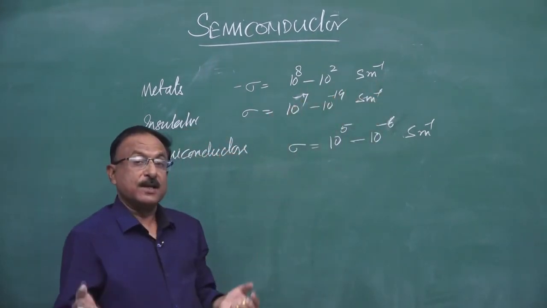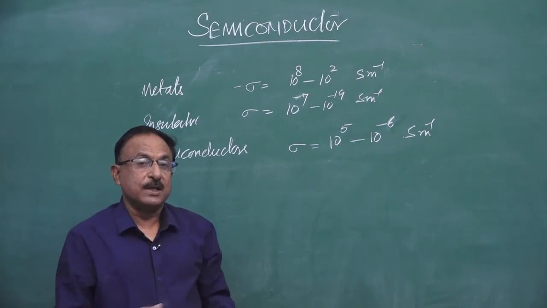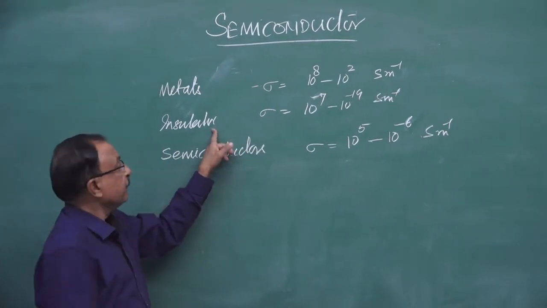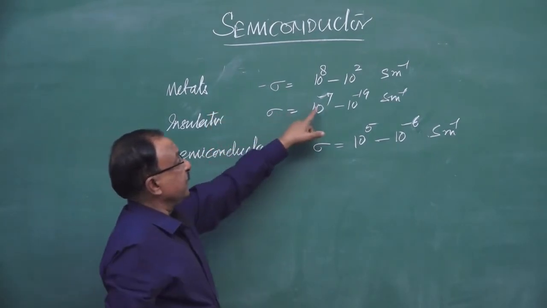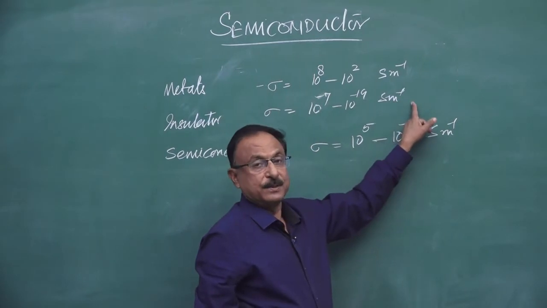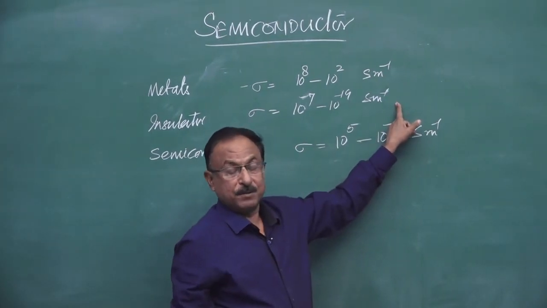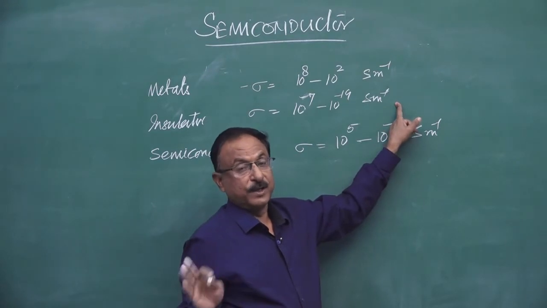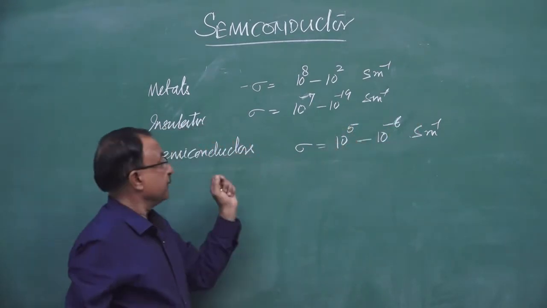There is another class of material which doesn't allow electricity to flow at all, we call it an insulator. Insulators have a conductivity of 10⁻⁷ to 10⁻⁹ Siemens per meter. They are perfect insulators for the electric current.